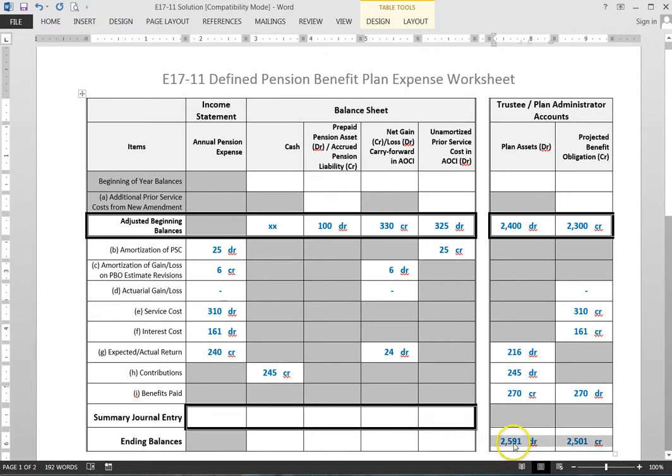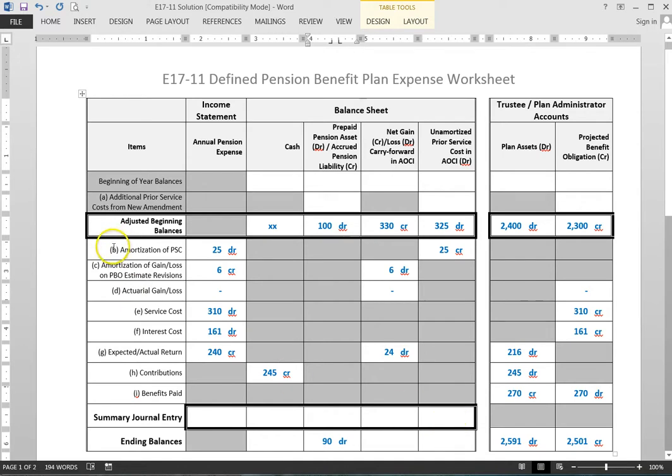The net difference between plan assets and PBO at the end of the year is a $90 debit balance. So we can see that the prepaid pension asset account, although it is still a prepaid pension asset account, is not as large of a balance as we started out at the beginning of the year. And so now what I can do is focus on this summary journal entry, and I'm really using the summary journal entry as a check to make sure that I've done all the calculations correctly.